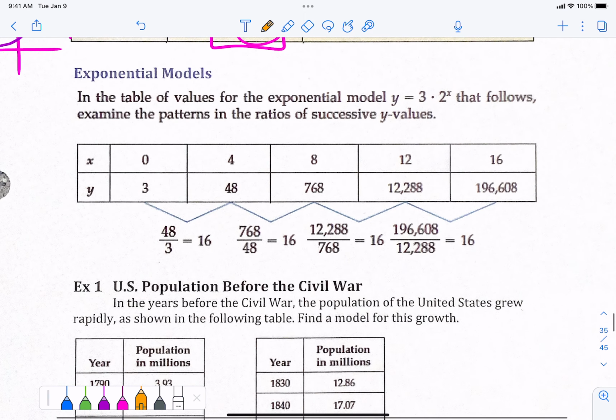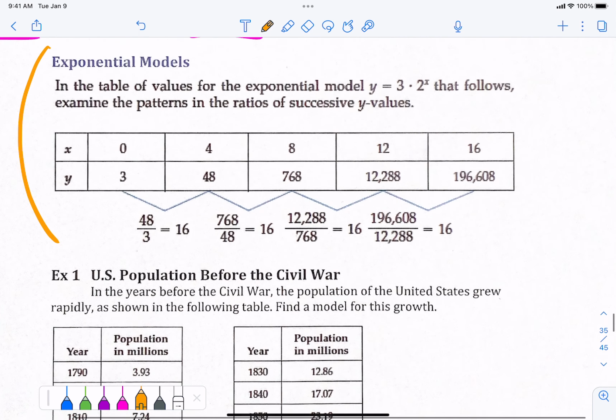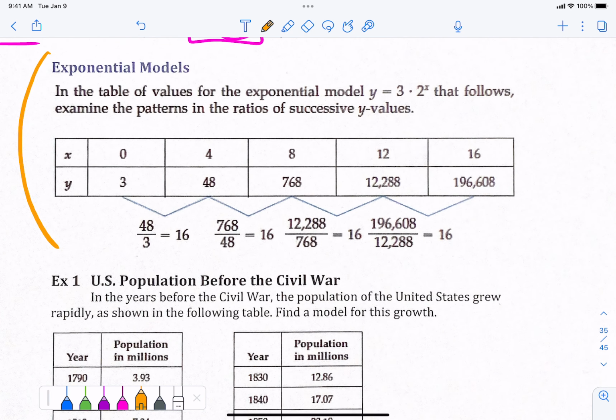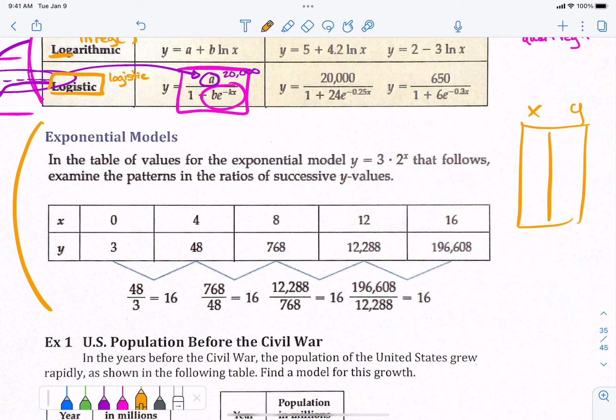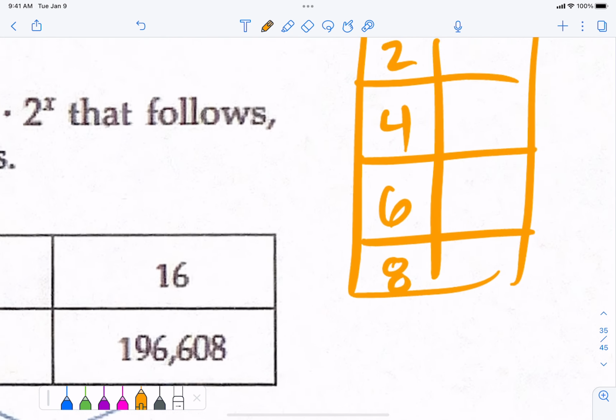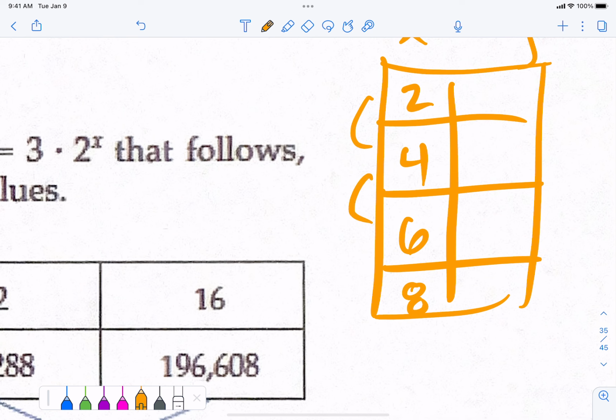All right, exponential models. This is the one thing that they want us to check over before we start entering data in. There is a way of looking at your data and figuring out if it represents an exponential function or not, okay? Like in a linear function, if you had a table, and let's say these are going by twos, so we have 2, 4, 6, 8, the x's are all going up by twos.